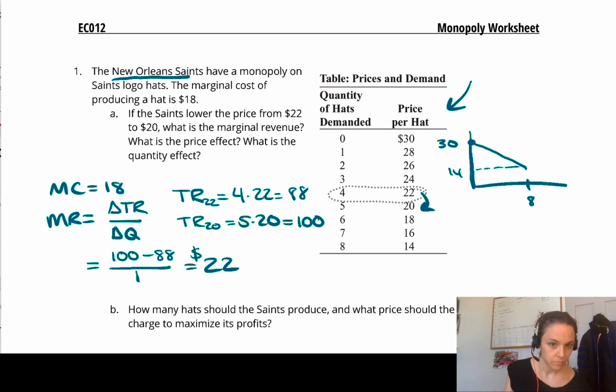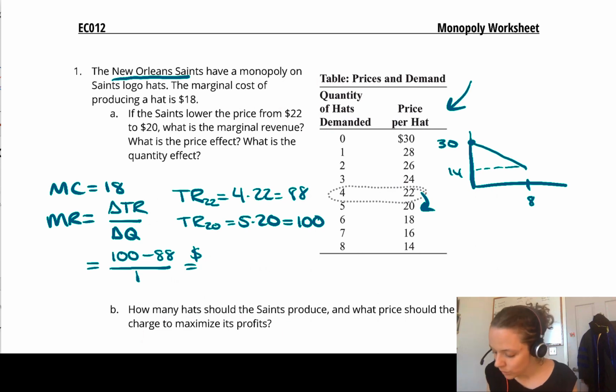Right? Great. So, no, it's not going to be $20. That's not how we do subtraction. It's going to be $12 because 88 plus 12 is 100. Great. So that makes more sense to us.